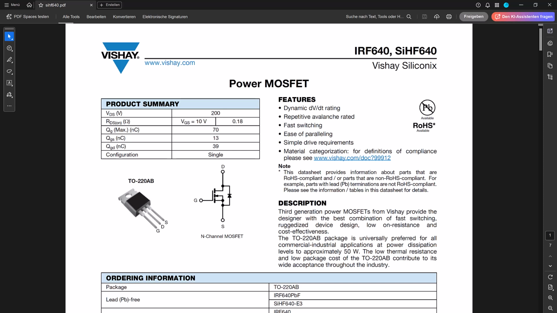Let's open SIHF640.pdf and walk through it page by page. Every Vishay datasheet has the same structure. Learn it once and you'll recognize it afterward across their whole portfolio.